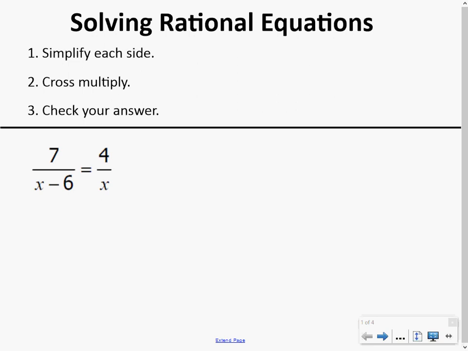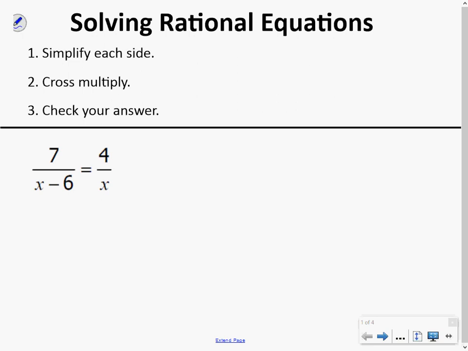So our goal here is to simplify each side. If there are multiple rational expressions being added or subtracted, we want to get those added and subtracted before we actually start solving. One of our main strategies here is to cross multiply. We really just have a proportion equation, and this is where you would cross multiply. That's where you've seen it in the past.